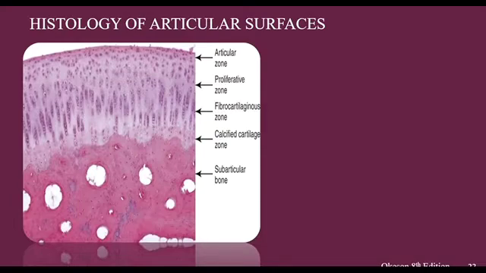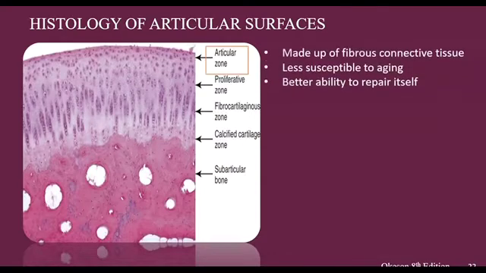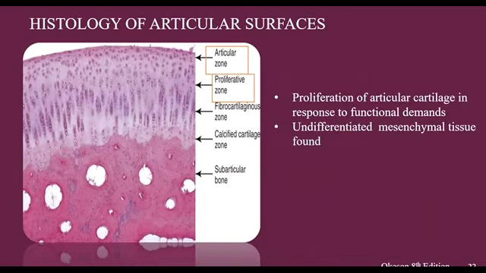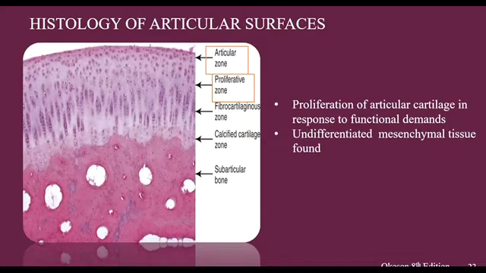Histology of the articulating surfaces. There are 4 distinct layers. The articular zone, made up of fibrous connective tissue. This is less susceptible to aging and has a better ability to repair itself. Proliferative zone, proliferation of articular cartilage in response to functional demands, and undifferentiated mesenchymal tissue is found.